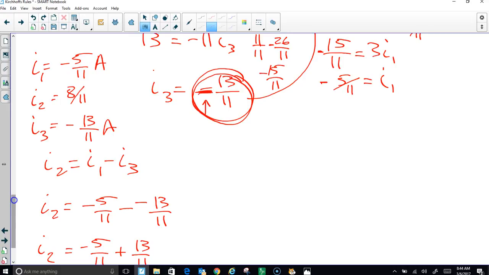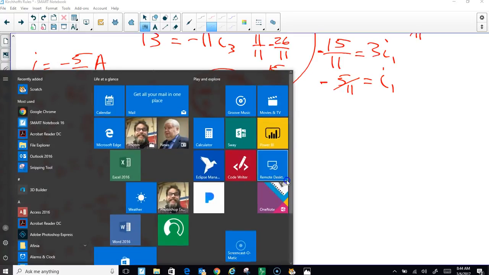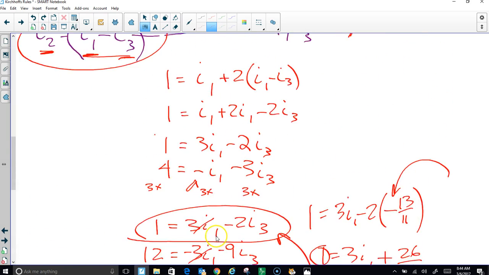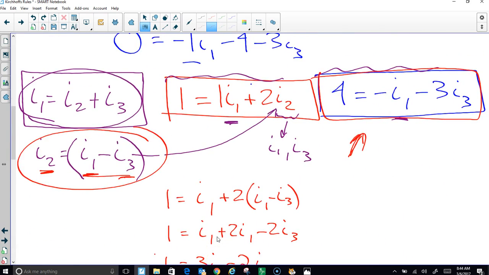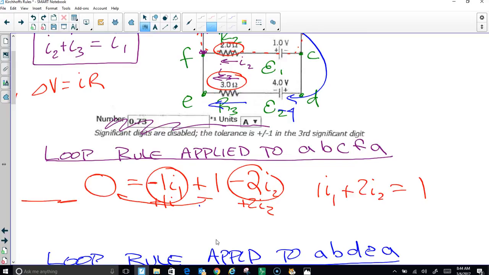What's 8 divided by 11 on your calculator? Let's just check it. So I'm checking. 0.727. Just curious what the heck they were answering. Yeah, 0.73. That must be the one they were asking for. Was the current through 2.